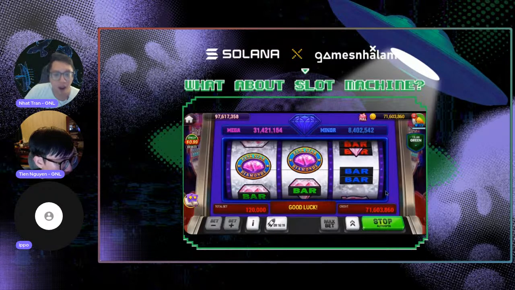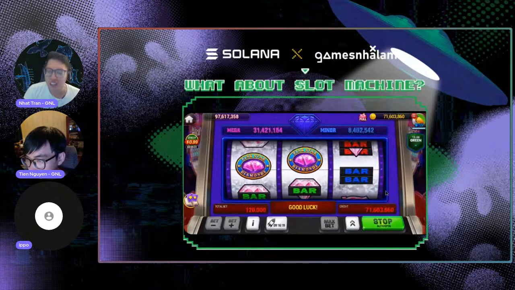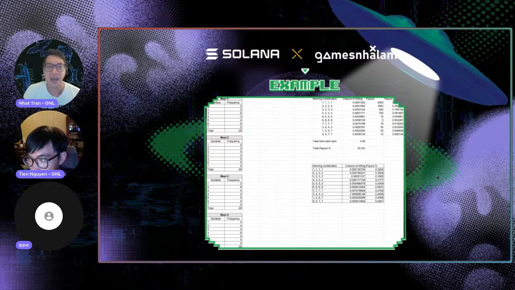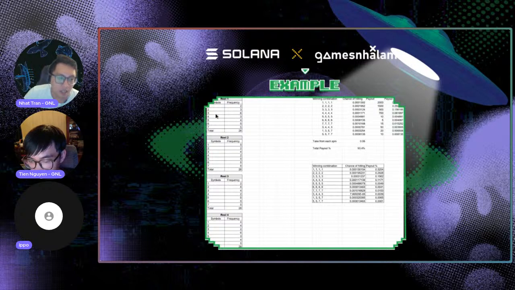Okay, so how does that look? You may ask. Here's an example. This is the balance of a classic one line progressive slot machine, or a slot machine with a jackpot. Over here you can see that this slot machine has 4 reels, right? And each reel will have 7 different symbols. Sorry, not each reel has different symbols, but this slot machine has 7 different symbols.